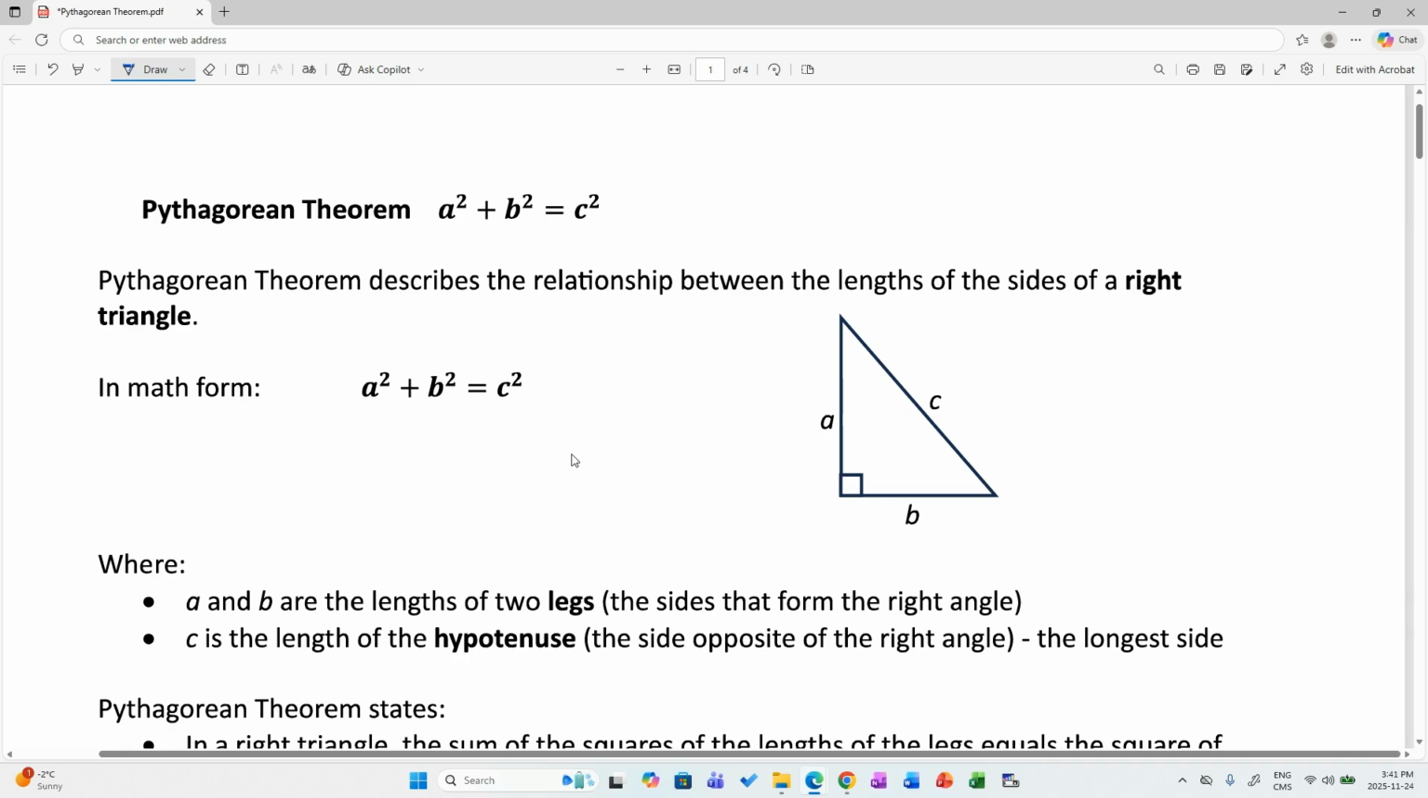Hi class, in this video I'm going to be talking about Pythagorean theorem and how to find the longest side of a right angle triangle. So first things first, to use Pythagorean theorem you need to have a right angle triangle.